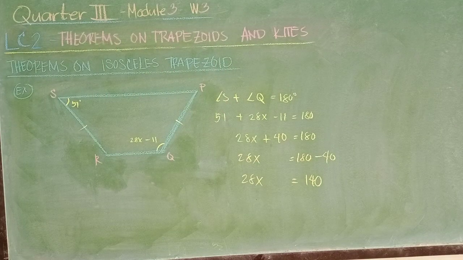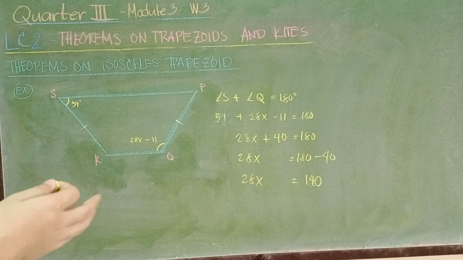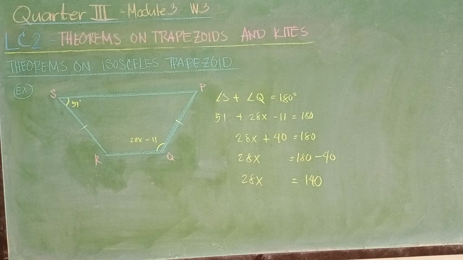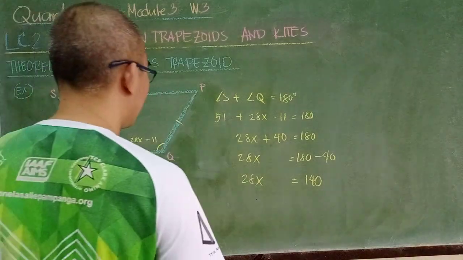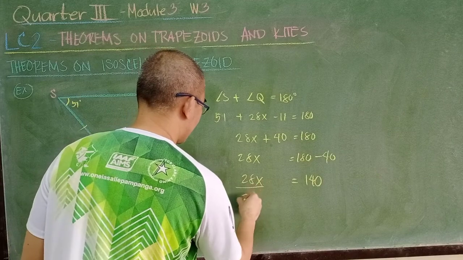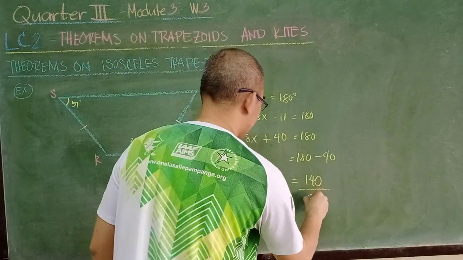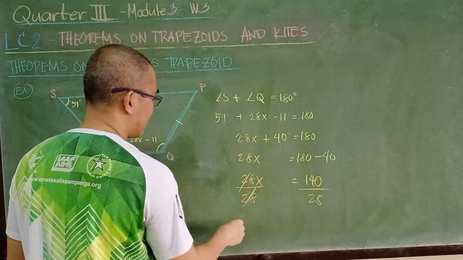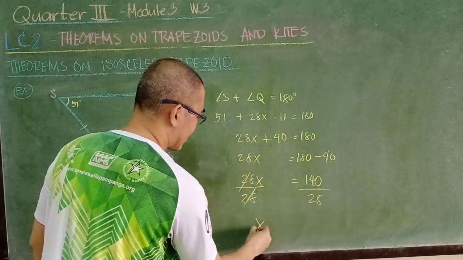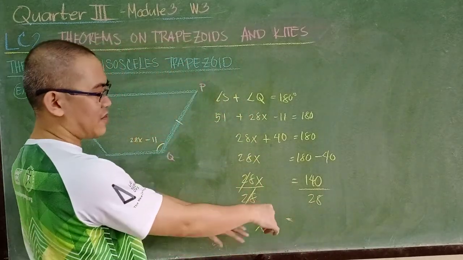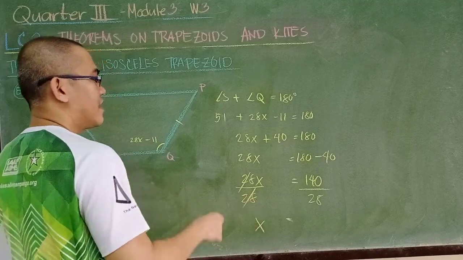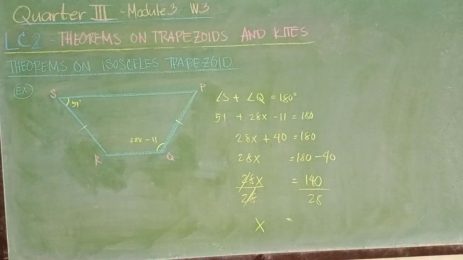Next, gusto na natin ma-isolate totally yung x. Gusto natin x lang yung nandito sa may left side. So, anong gagawin natin para matanggal yung 28? So, what we will do is, we will divide both sides by 28 para ma-cancel. So, divide natin yung left side sa 28, yung right side sa 28. So, cancel. Ang matitira na lang dito is yung x. So, ito yung gusto natin mangyari, x lang matira dito sa may isang side. And then, 140 divided by 28.